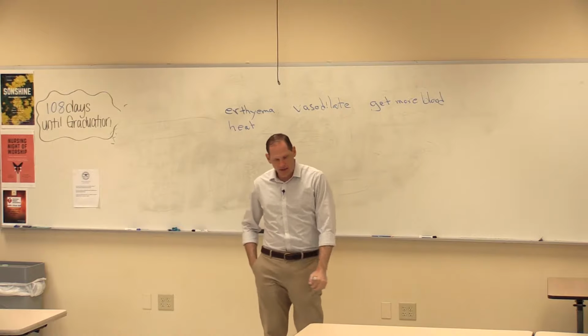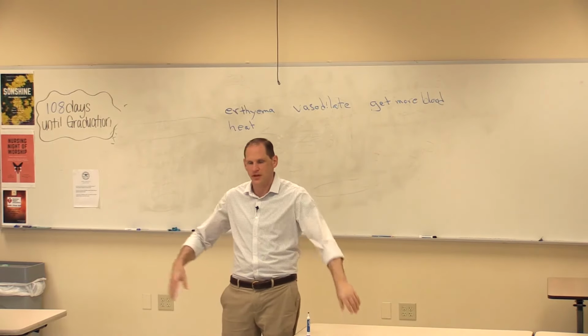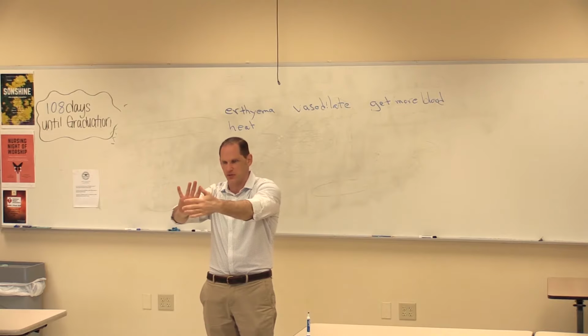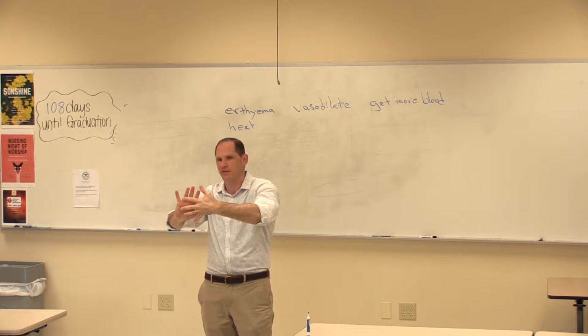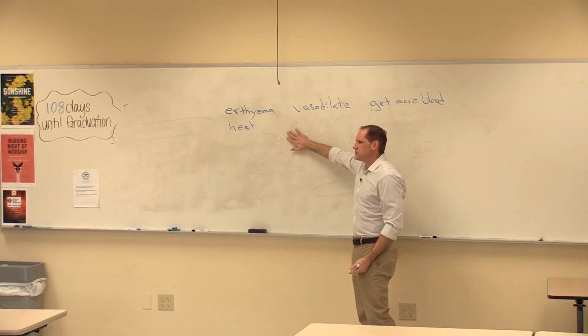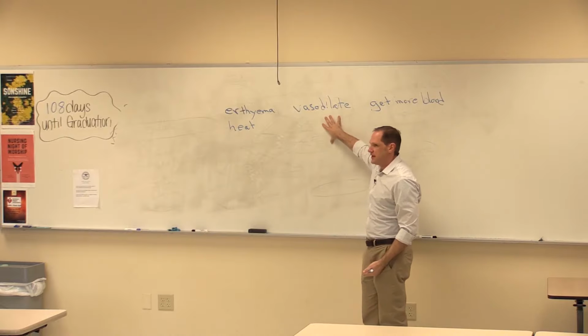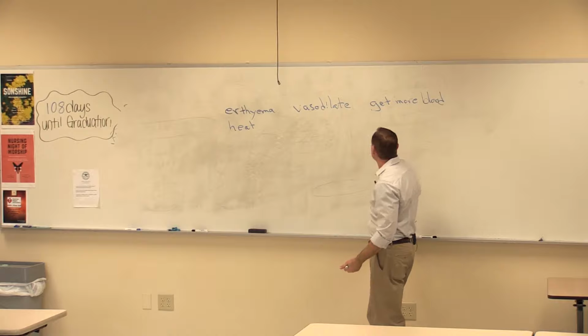The second one is called heat. How many of you have ever seen someone who's had a really bad sunburn? If you put your hand over their skin, a couple inches away, what do you feel? Heat radiating off their skin. So that heat is caused by vasodilation, more blood to the area.